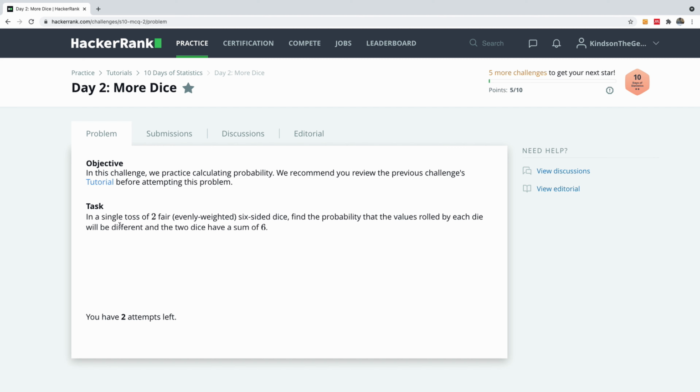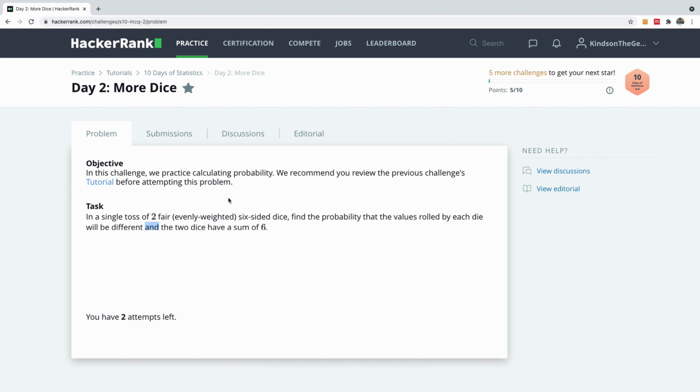Now take note of the point made here. It says "and," meaning that we are talking about two probabilities at this time. We have the probability that the values rolled by each die will be different, and two, the two dice will have a sum of 6. That's what I want you to take note of.